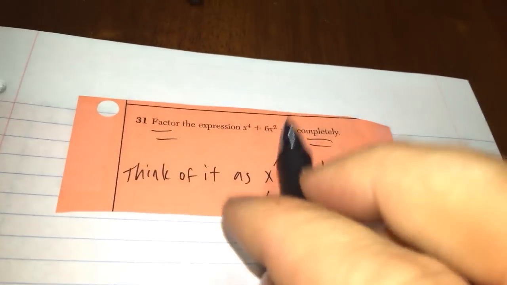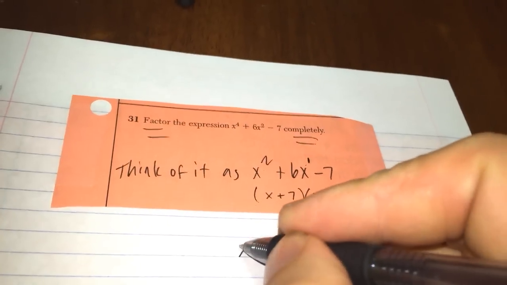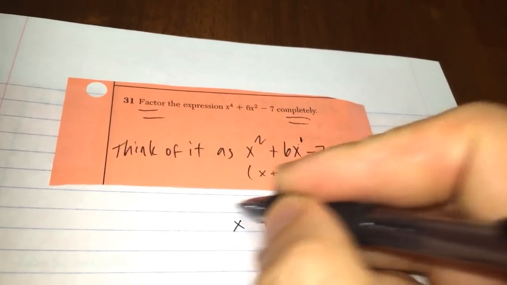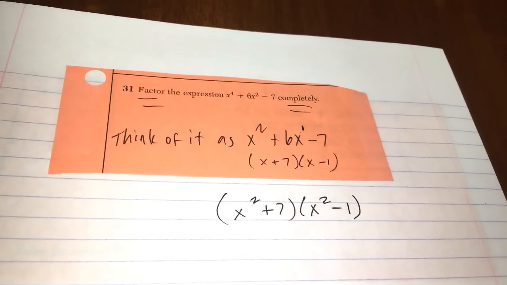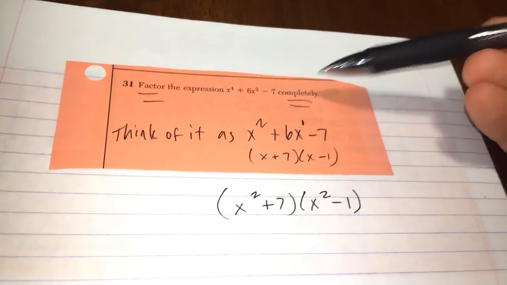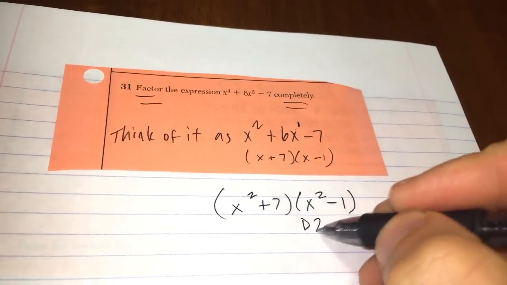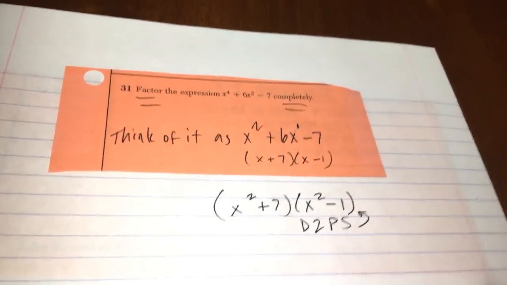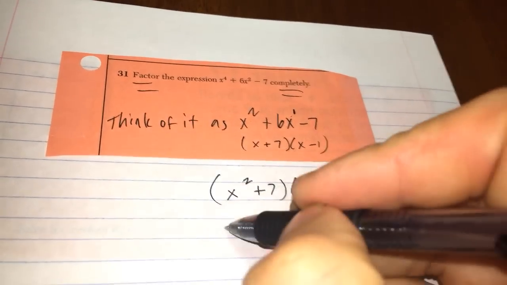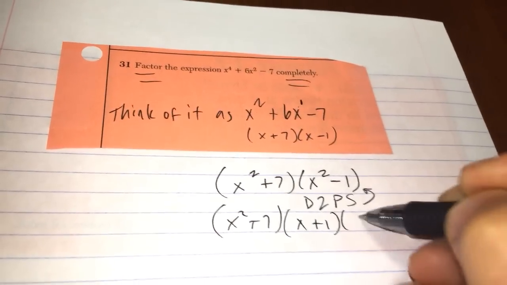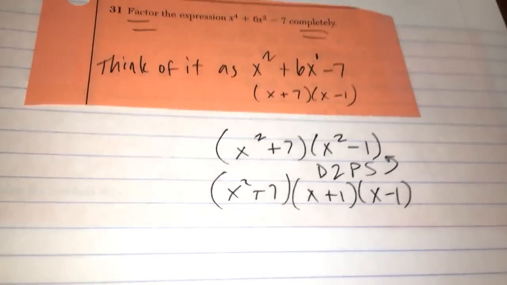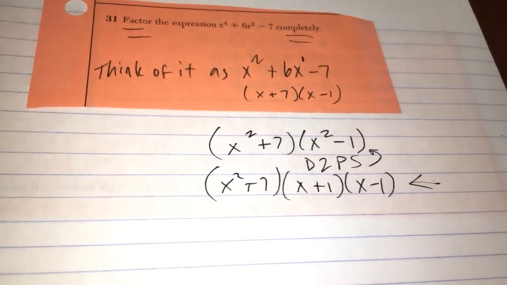So with that being said, with this one, what you're going to do is say x squared plus 7 and x squared minus 1. Now, because it says factor completely, if you notice, this is the difference of two perfect squares. I factor it as x squared plus 7 and x plus 1 and x minus 1. This complete line would give you full credit.